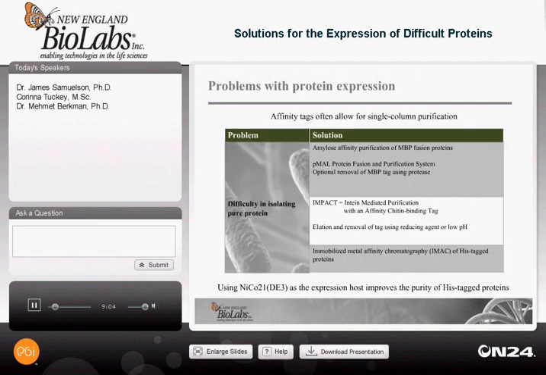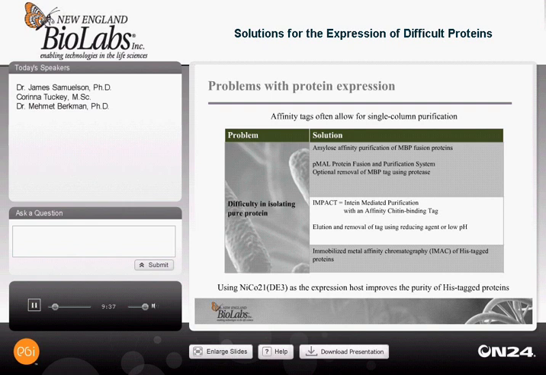The next difficulty that we all have encountered is isolation of sufficiently pure protein. Today, most researchers turn to affinity purification for isolating their target. So NEB offers three primary tools for affinity purification. The first tool is the pMAL protein fusion and purification system. In this system, the target is fused to MBP, it's expressed, then purified on amylose resin, and then if necessary, the target is cleaved away from the tag using protease.